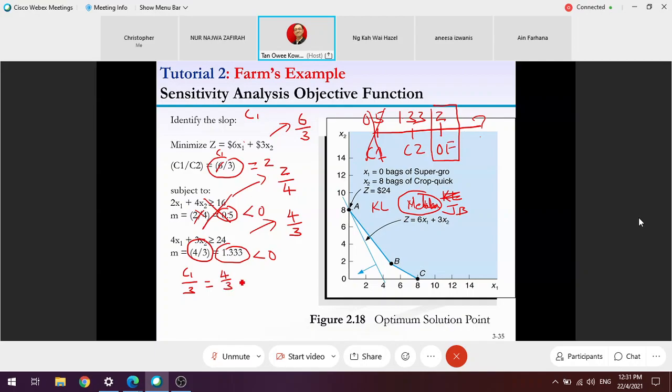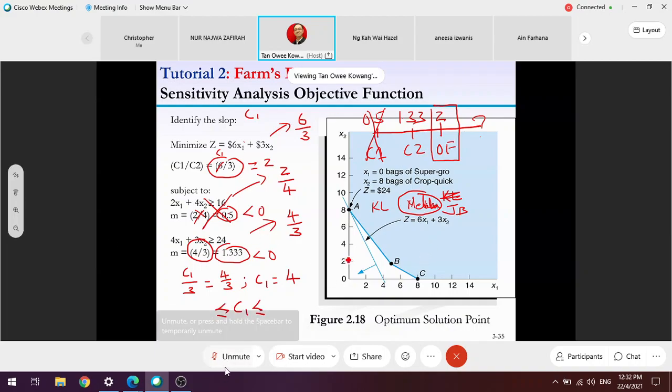4, 3. So in this case, C1, I get, what is that? 4, right? Correct. So where should I put C1, upper or lower? You see, I'm erasing something. What is the original C1? The original number for C1 is 6. So is 4 bigger than 6 or smaller than 6? Originally this is 6, so 4 must be here. If 4 is here, here must be infinity. Understand?